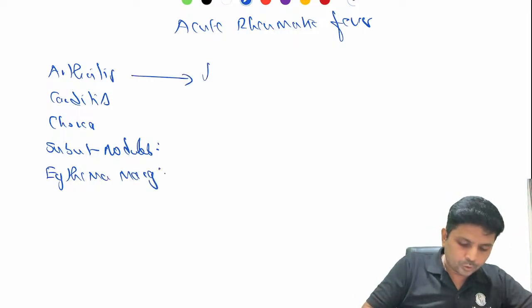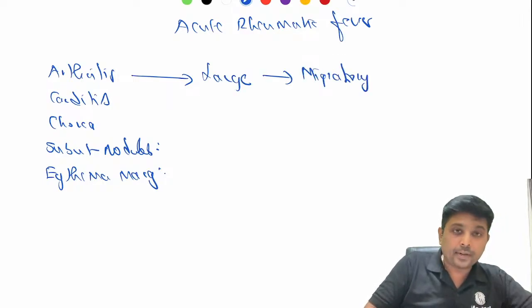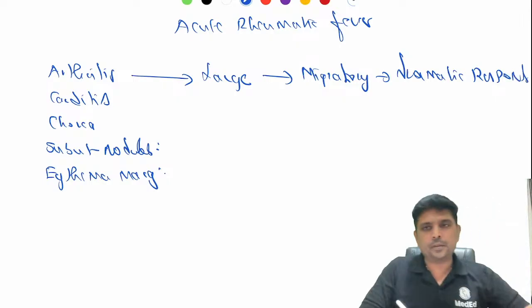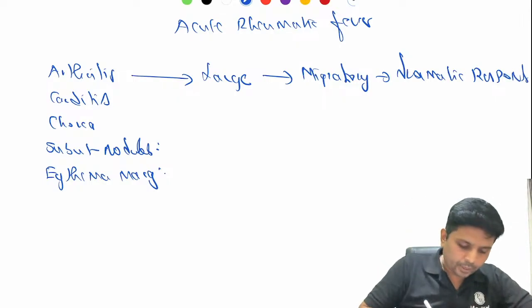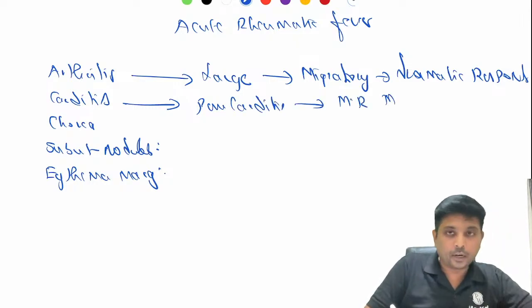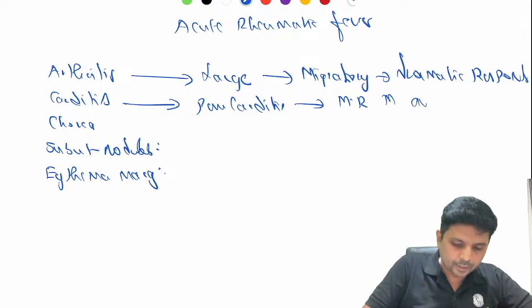Arthritis is usually large joint, migratory arthritis, and you will have a dramatic response to aspirin. Carditis is always pancarditis. You have an acute mitral regurgitant murmur.